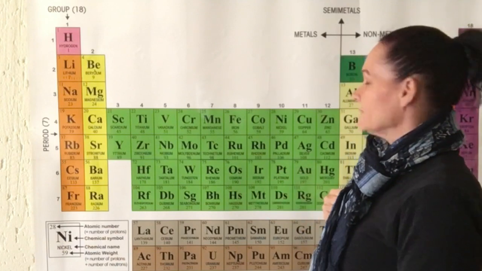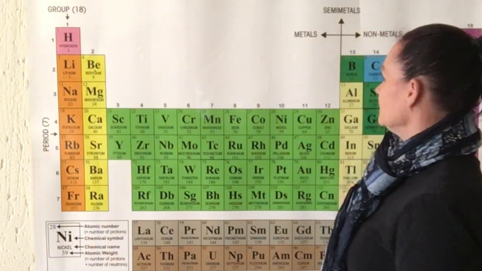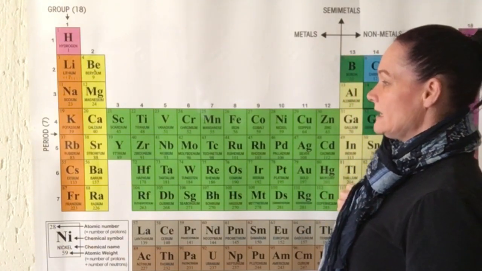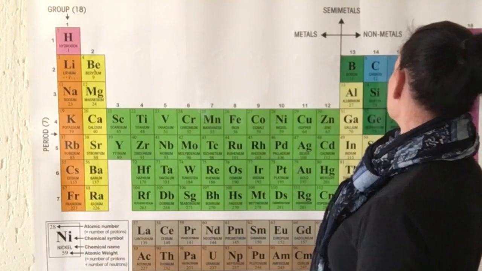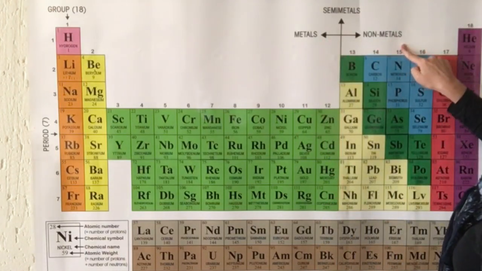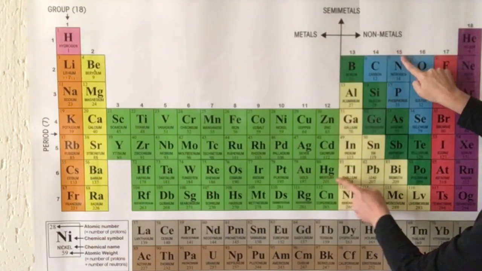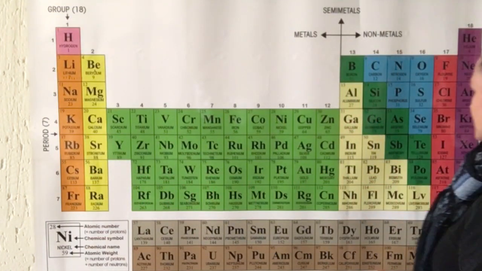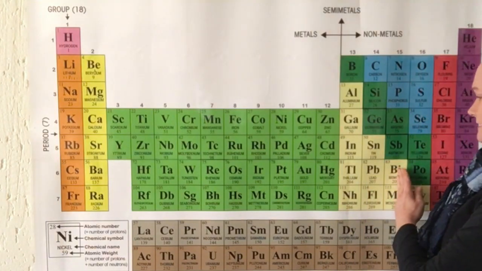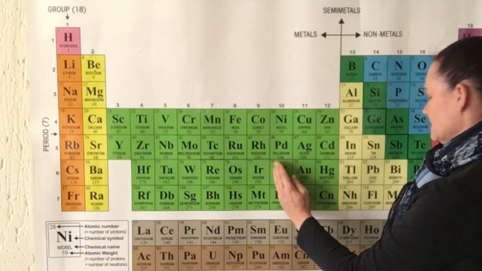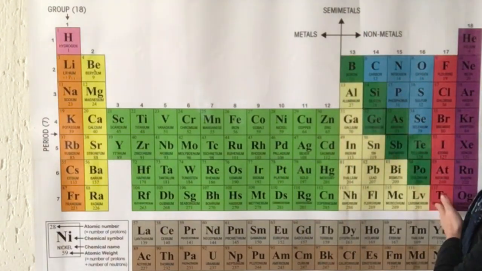Let's practice another one. What element can be found in group 15, period 6? Right, so let's find group 15, period 6. I run my finger along, and I run it down, and it's element 83, bismuth. Bismuth still falls into a metal because it is this side of the staircase.